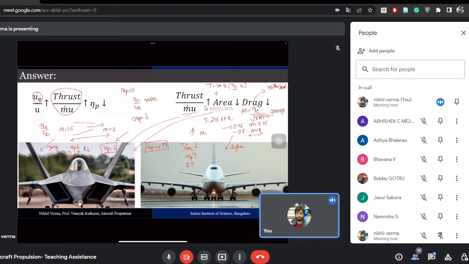Whereas these aircraft cruise at a higher altitude as compared to this, nearly 40,000 to 50,000 feet, and they cruise at a velocity of nearly 1500 kilometers per hour. So this is how you define it. Does it answer your question?